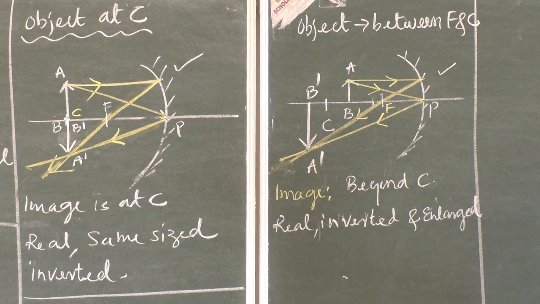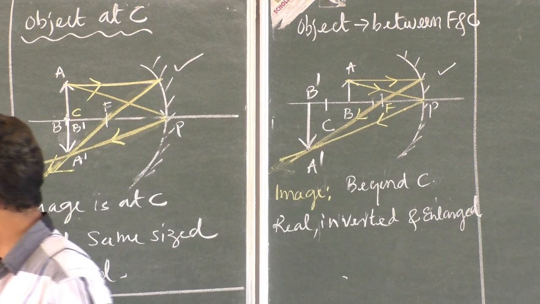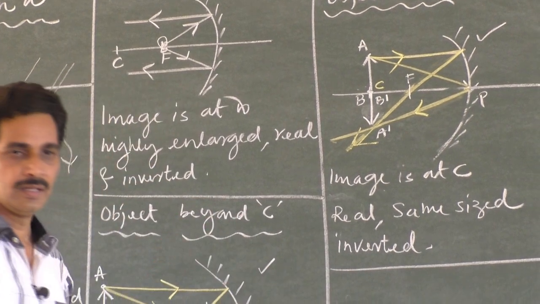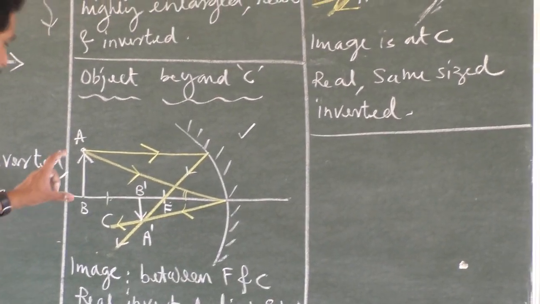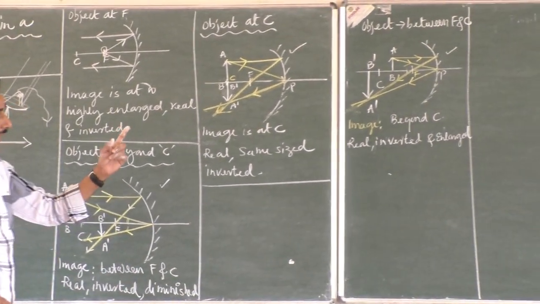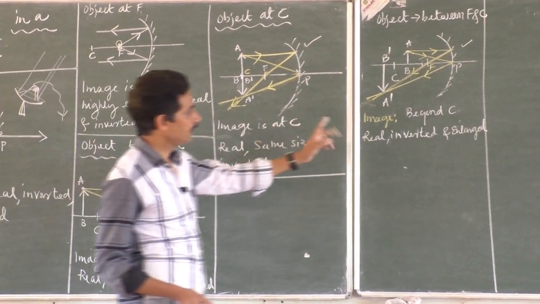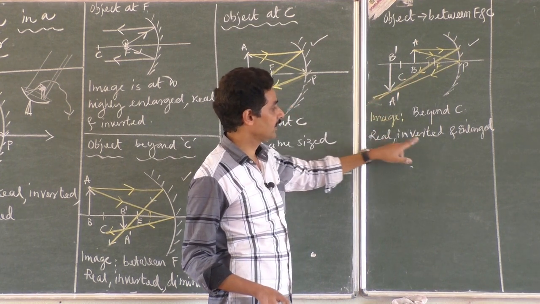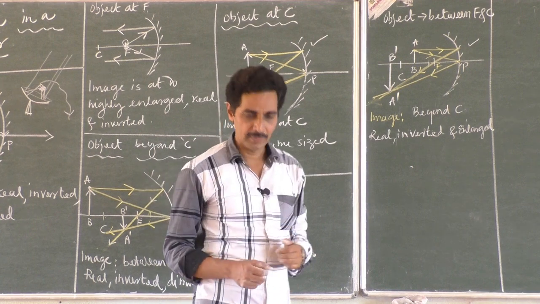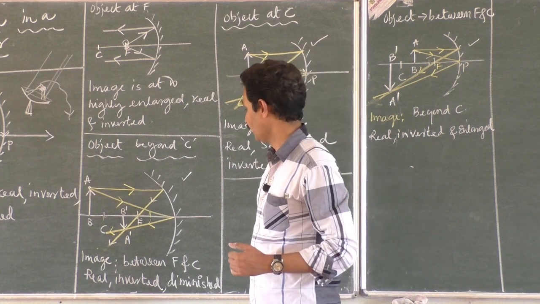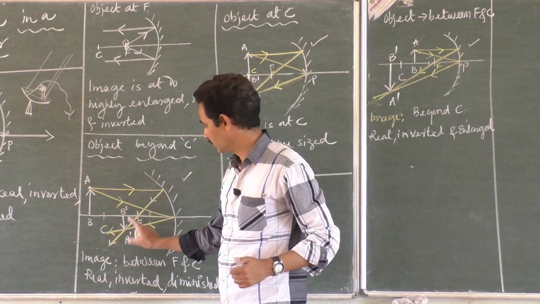Now, compare this case and this case. Object between F and C, and beyond C. Compare the two cases. They are quite reversed. When the object is beyond C, image is between F and C, real, inverted, diminished. In that case, when the object is between F and C, image is beyond C, real, inverted, and enlarged. One thing you remember here, whatever is between F and C, it is smaller. What is here between F and C? Between F and C, here is the image, smaller than the object.